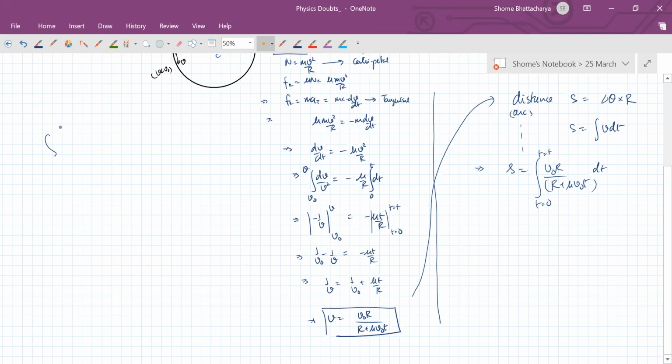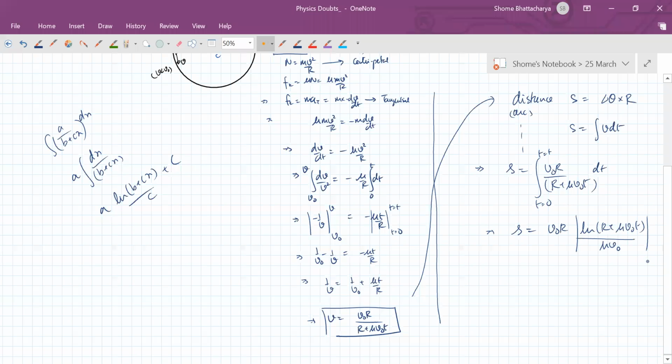Okay, so this is an integration of this type, some constant upon, okay, this type of thing. So first of all, a comes outside, and you have this, which becomes natural log of b plus cx divided by c. So that kind of thing here. So s becomes v naught r, okay, times natural log of r plus μv naught t upon the coefficient of this, which is μv naught, okay, and the limits going from t equal to 0 to t equal to t.